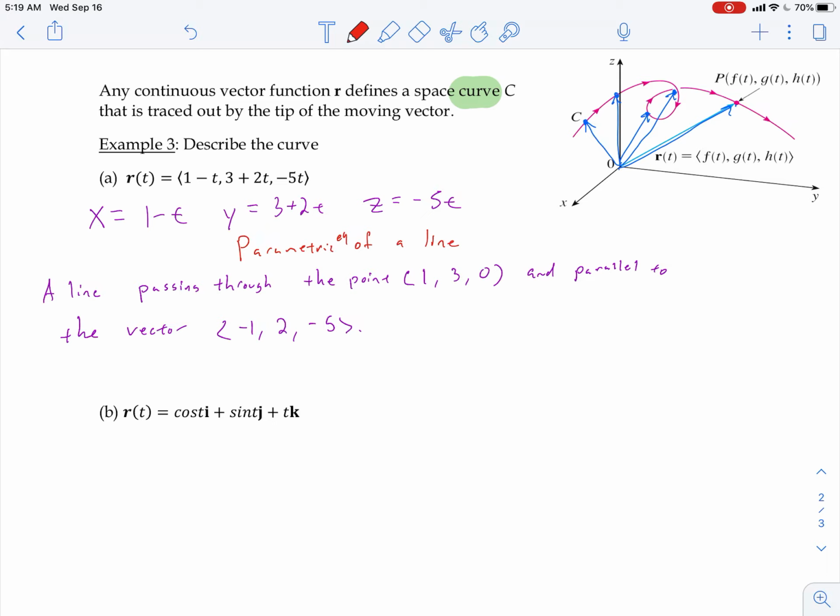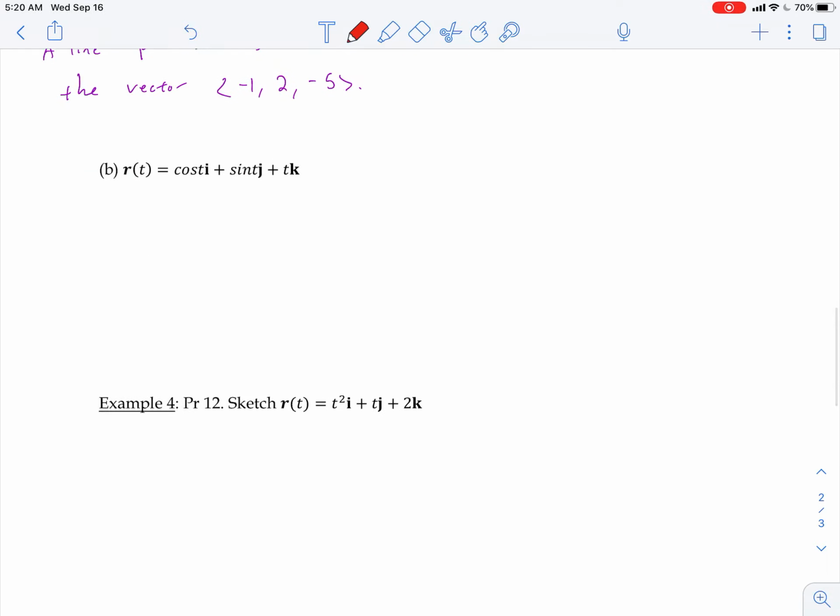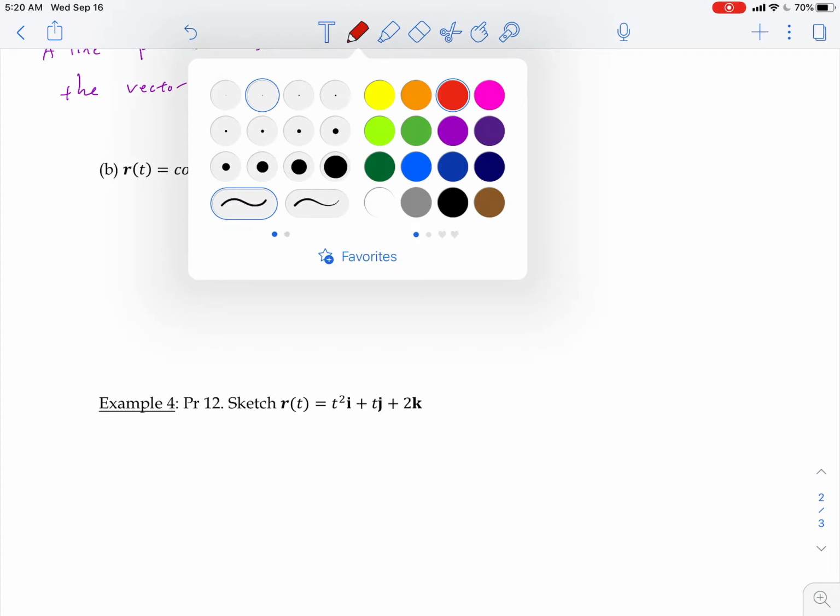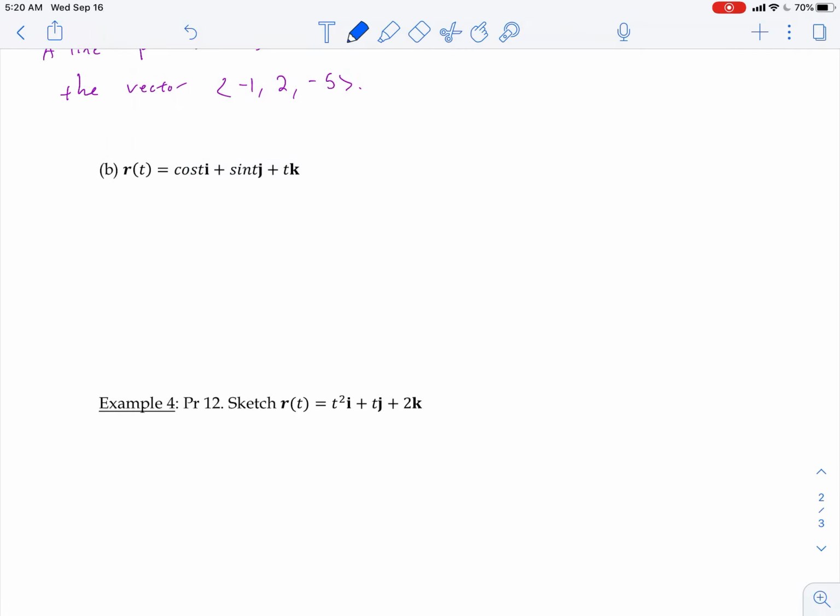I can go ahead and say that it's a line. And again, we can do that for this one because we've already dealt with parametric equations that look like this. So what happens if we are dealing with ones that we don't already know what they look like? So let's look at B. And we have the vector function cosine t, sine t, plus t, or cosine t i plus sine t j plus t k, so standard basis form.